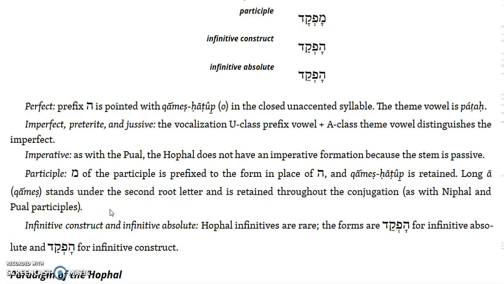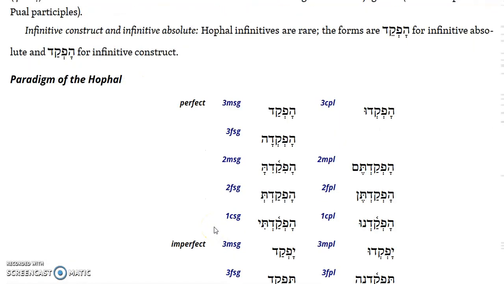Then the participle, prefix mem, vocalized with a kamatz hatuf, but then the theme vowel will be the long a kamatz, regular a vowel kamatz, and the infinitive construct, infinitive absolute. They are rare forms. When they occur, there would be a distinction between the two. And so he gives you the paradigm of all the individual forms for the paradigm model verb pakad.